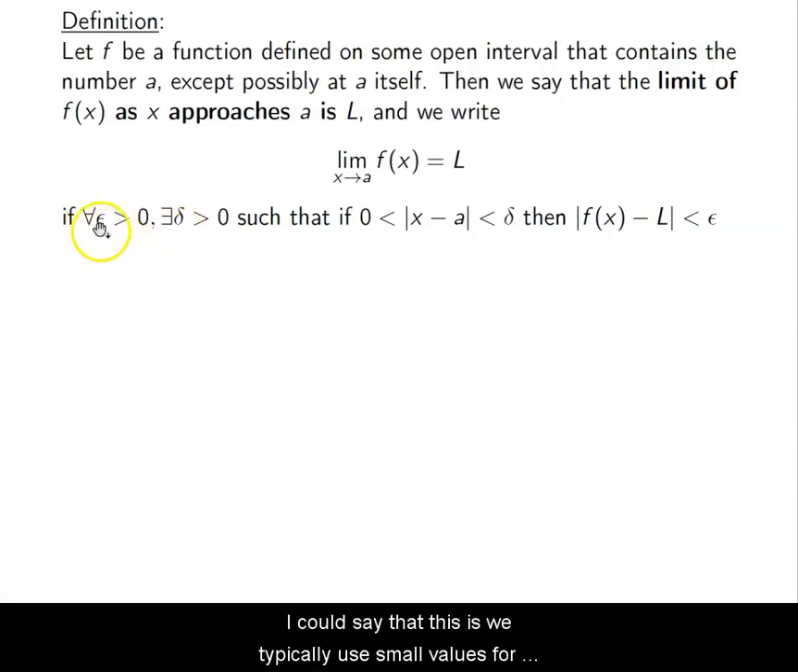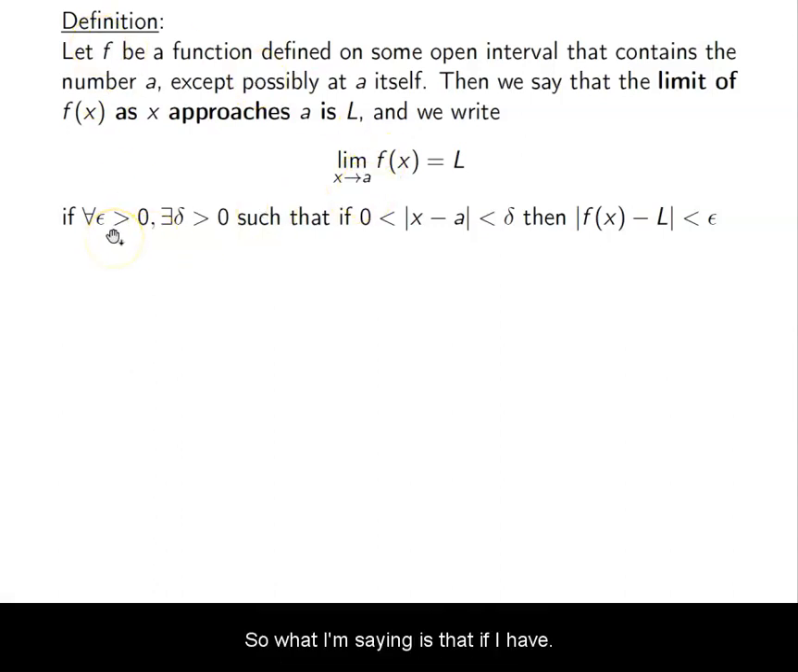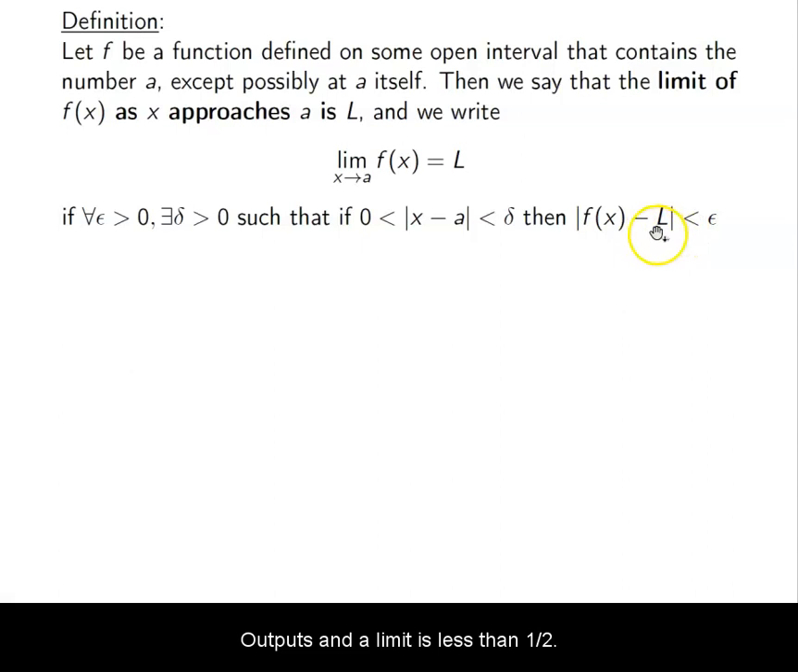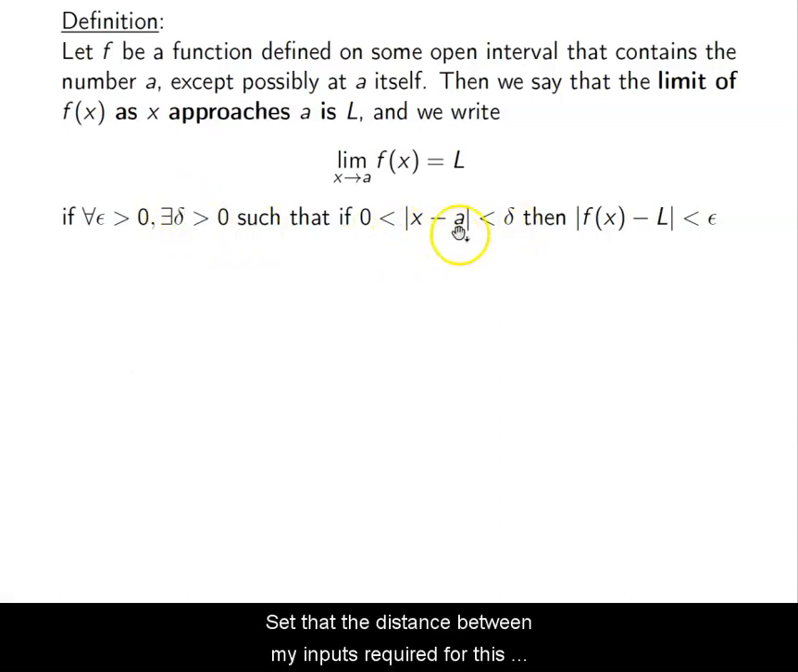So I'm choosing an epsilon, and we typically use small values for these because again, we want to get really close to a. So what I'm saying is, let's say that epsilon is 1/2. If I want to make sure that the distance between my function outputs and the limit is less than 1/2, then there exists a value such that the distance between my inputs required for this is always going to be less than that value.